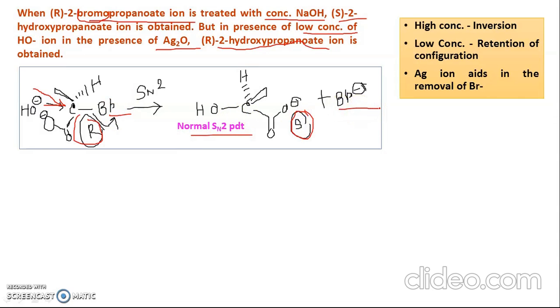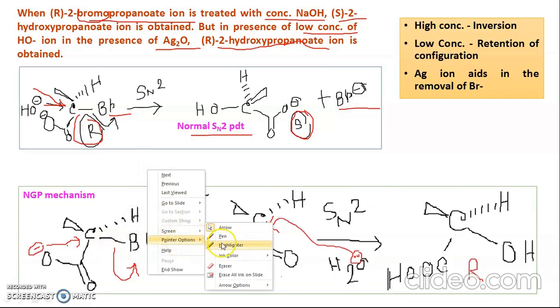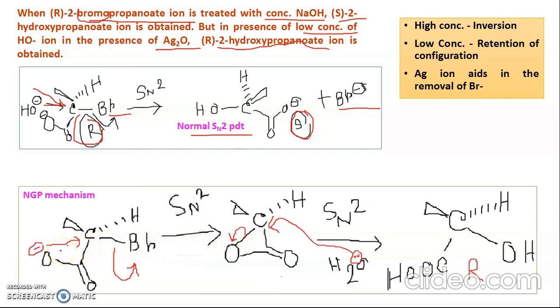But if it is low concentration of HO minus ion, now what will happen? This CO2 minus will act as NGP. CO2 minus attacks this carbon, and you get this type of cyclic structure. Now this side is blocked, but this side is comparatively free. So our nucleophile H2O can attack from this side. Instead of H2O, you can also consider HO minus. H2O is written because now you are using low concentration of NaOH. The products are the same whether you use H2O or HO minus.